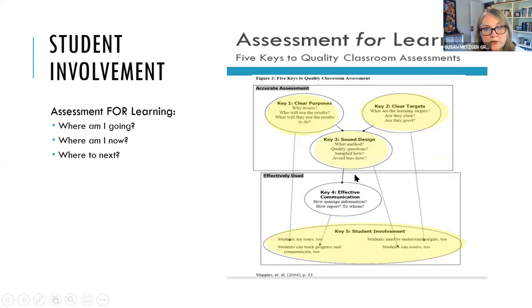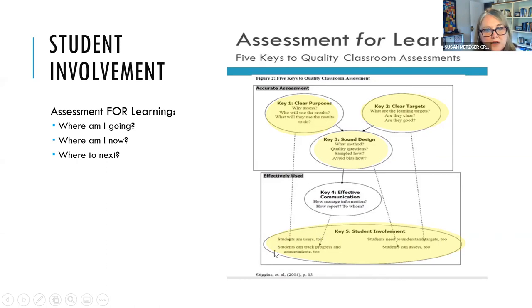We've gotten just a little bit into sound design, where we would need a whole lot more time together than we have, to go beyond making sure we're using the appropriate method. We don't have time in these two sessions to talk deeply about effective communication of results and feedback with students, but I would like to spend a little time talking about student involvement. That's the fifth key, and it's really crucial to assessment for learning.